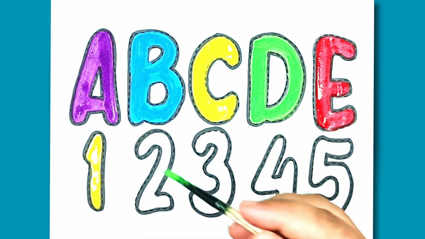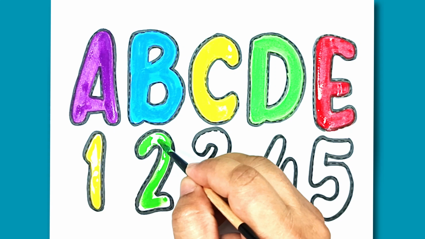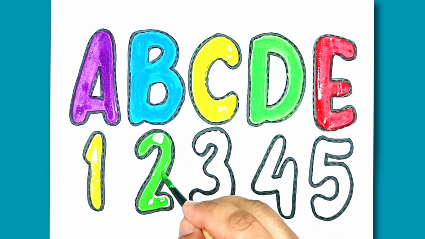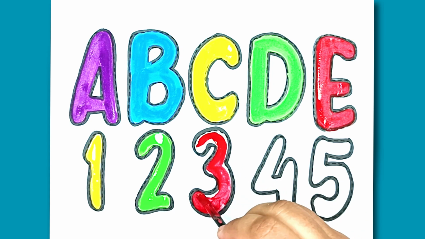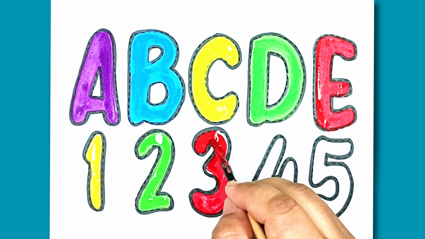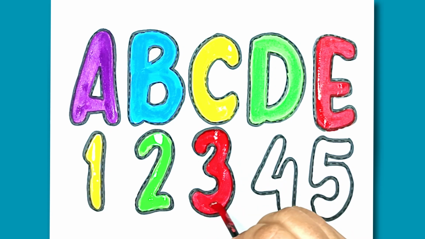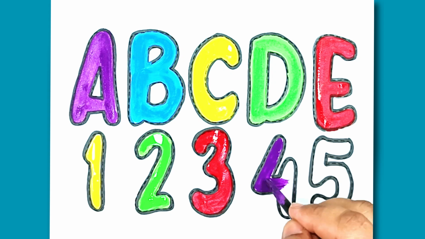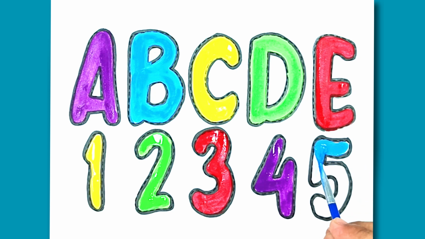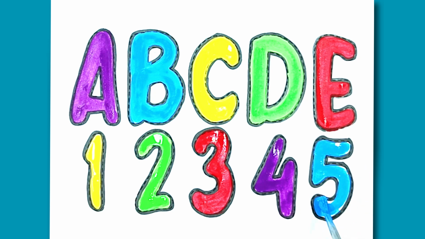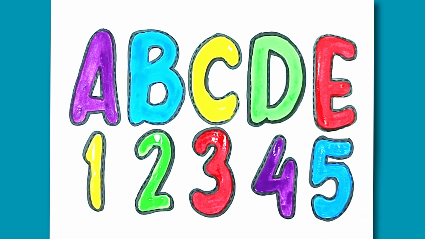1 baby arrives. 2 tiny hands hold. 3 sweet kisses given. 4 cozy blankets wrapped. 5 flowers bloom. A, B, C, D, E.